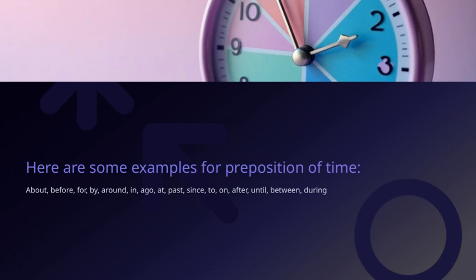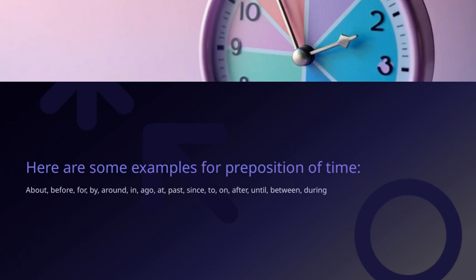For example, about is used when we're giving an approximate time, like saying, I'll arrive about 3 p.m. Before indicates something happening earlier than a certain point. Moving on, for is often used to describe the duration of an event, like I stayed there for 2 hours. By shows a deadline, meaning something needs to be done before or at a certain time. Around is similar to about, used for approximate times, such as around noon. In refers to a general period, like in the morning or in December.